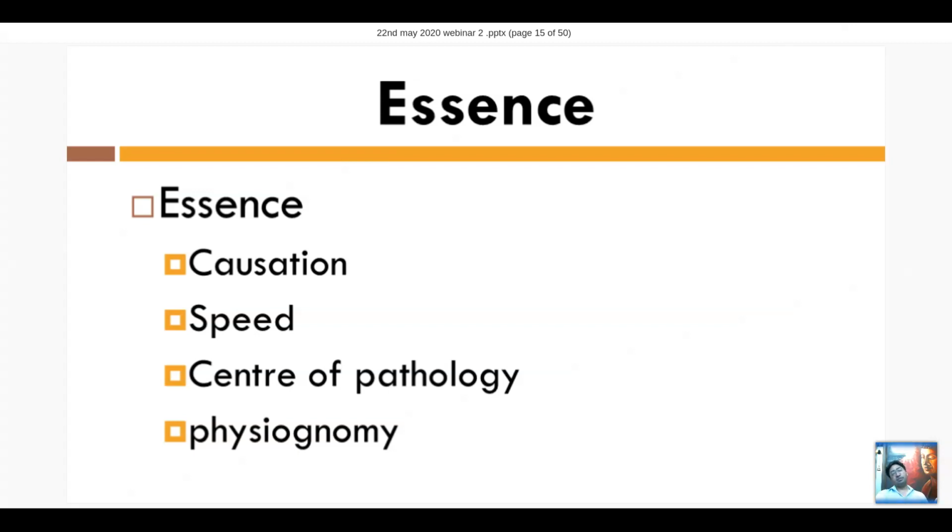And that is why when he explains sepia, he says stasis is the essence. And that stasis is not at one level. There is stasis at the mental level in the form of indifference. That stasis is there at the physical level also, in the development of the body, and that stasis is in the hormonal system also. So then you see stasis everywhere in that constitution. So this is what Vithoulkas means by the word essence.